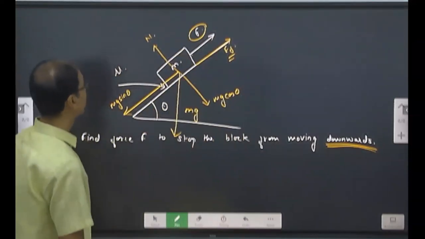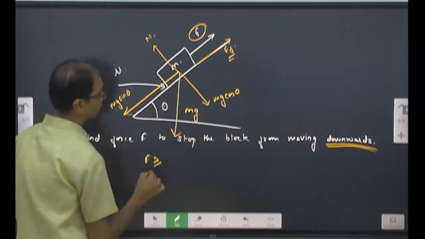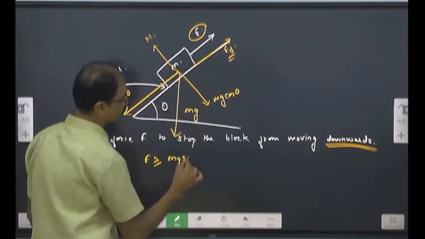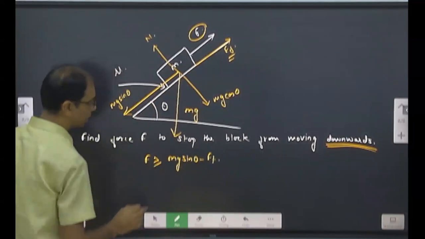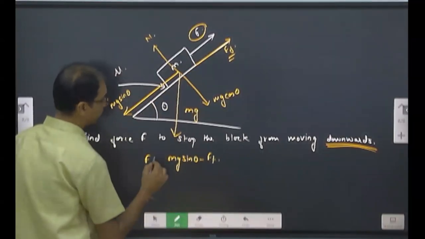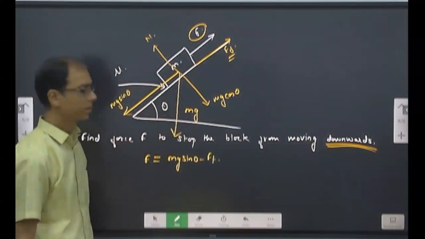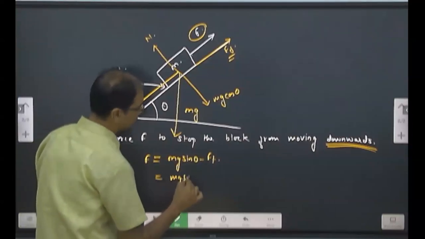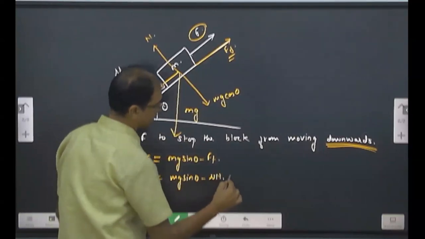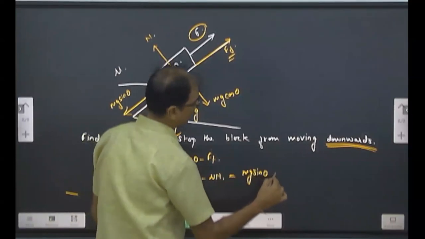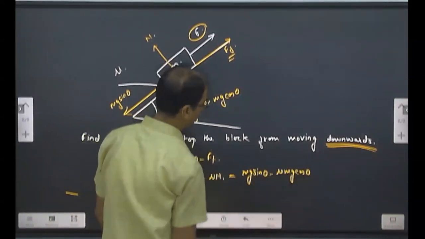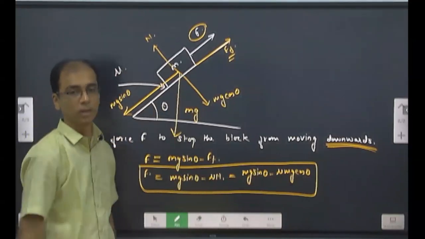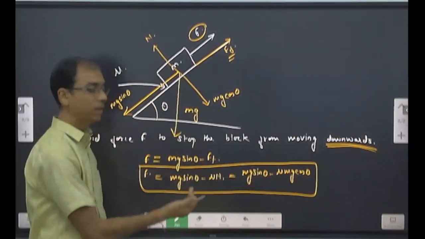And then what are we getting? F needs to be mg sin theta minus friction. Even if you stop it, greater will not be there, equal to we'll say. Because if you have greater, then it will start moving upwards. So you have to stop it. So F needs to be equal to mg sin theta minus force of friction. Now we know mg sin theta is here, minus mu N, that is mg sin theta minus mu mg cos theta is the value of force. In the previous question, when you wanted to move it, it was mg sin theta plus mu mg cos theta. Now you want to stop it from coming down, it is mg sin theta minus mu mg cos theta.